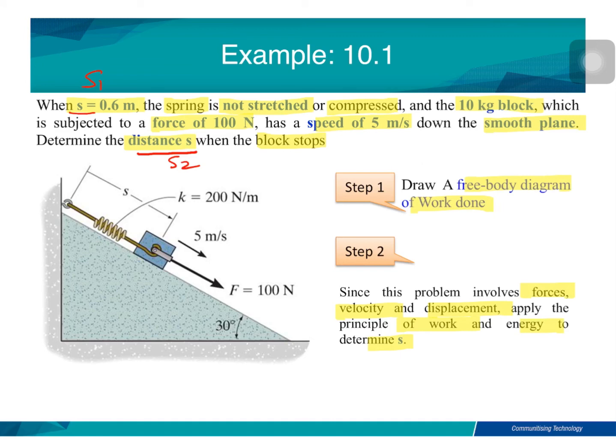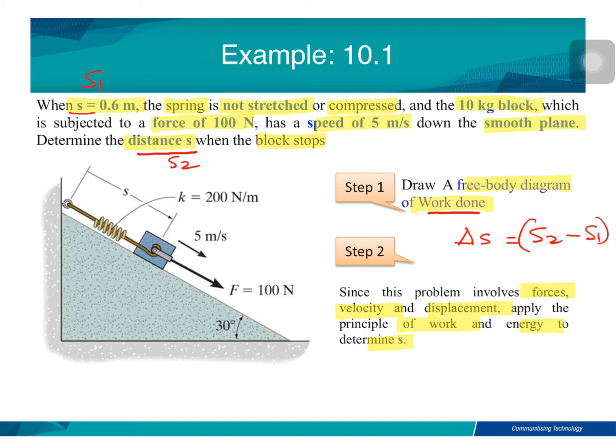Okay. So we have 2 steps, right? So the first step, to draw the free body diagram to show all the work done. Okay, and then you can apply the equations of energy to determine the S2. So how can you get the S2? So you must remember that when we have the force, we need to get what is the displacement. So displacement here is S2 minus S1. So from this equation, you can determine the S2.